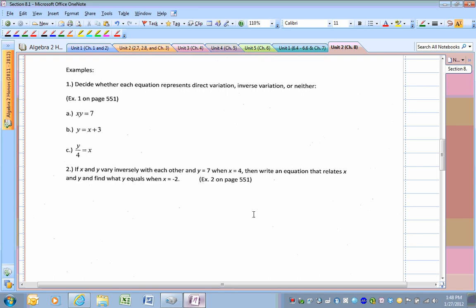Okay. Let's do some examples now. Decide whether each equation represents direct variation, inverse variation, or neither. So what do you guys think about part A? The inverse. Very good. And the reason why is because you have a constant product, because x times y equals 7.